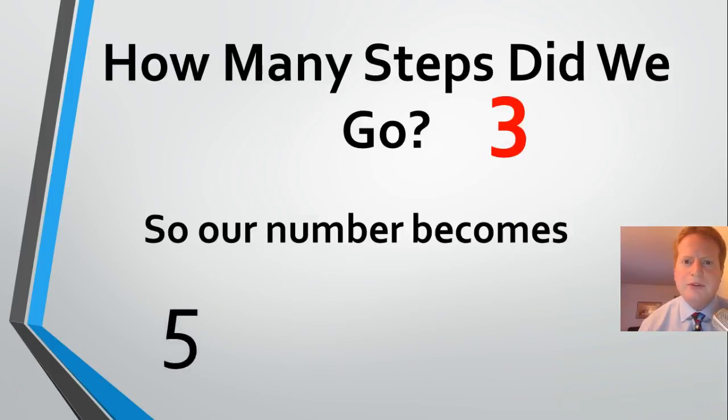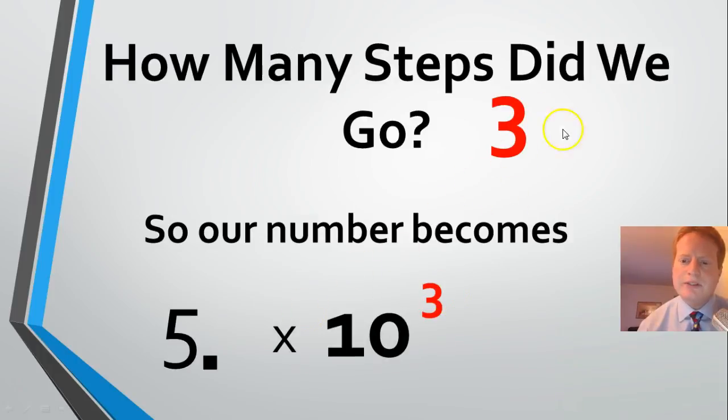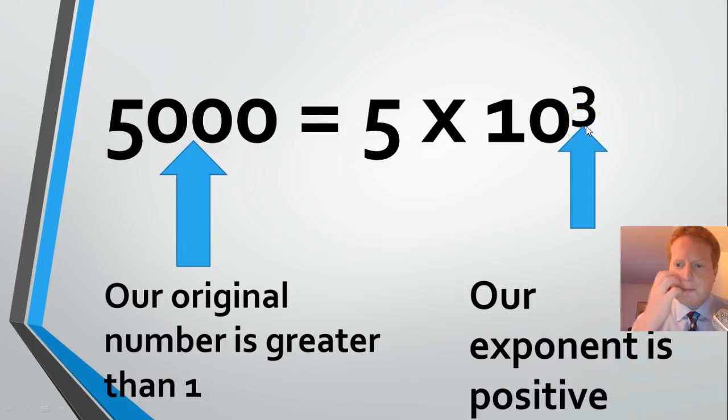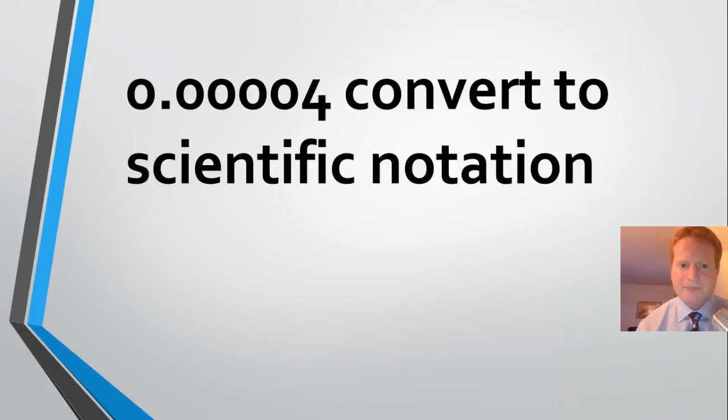It becomes the new number that we made once we moved the decimal, which became 5, times 10 to the third power, because we moved 3 steps. So that's how we know that. Now our original number is greater than 1, so therefore it makes sense that our exponent is actually positive. So far we did this correctly.